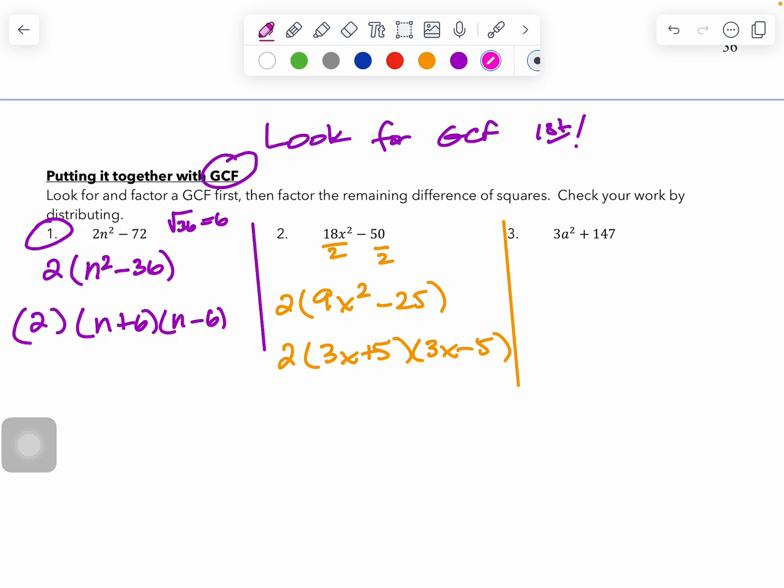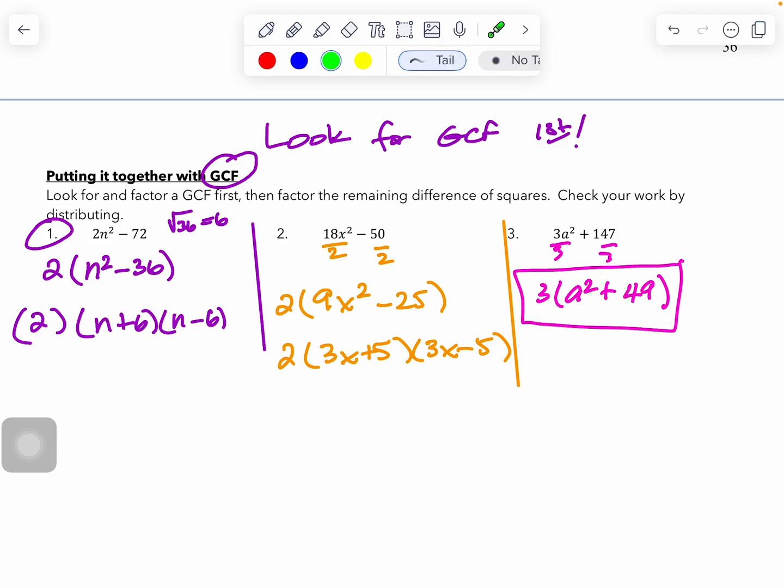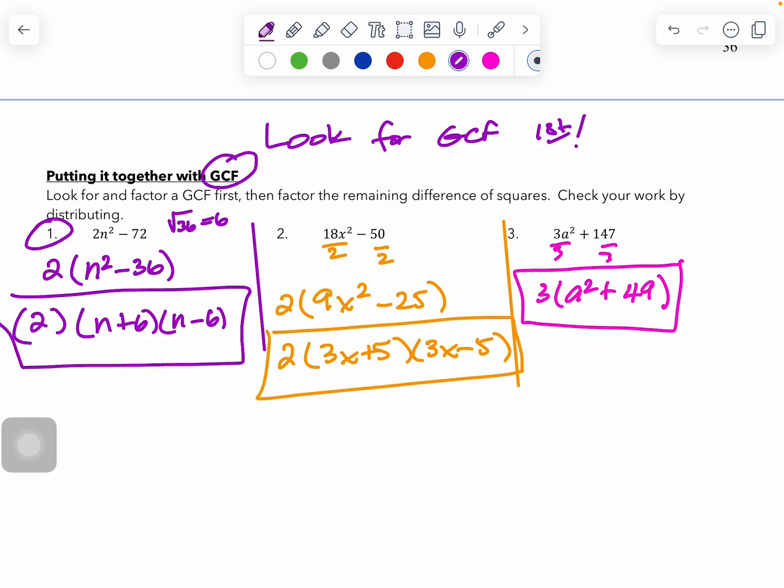Number 3. You should see something wrong with number 3. If we divide by 3, we get 3 times a squared plus, oh boy, 49, I think? Yeah, 49. Can this be factored? No, it cannot. That's my final answer because it's a plus instead of a minus. Remember, we cannot do this if this is a plus in the middle. That has to be a minus. On the other two, they do work because they had a minus, and so that's my final answer there, and this is my final answer here.